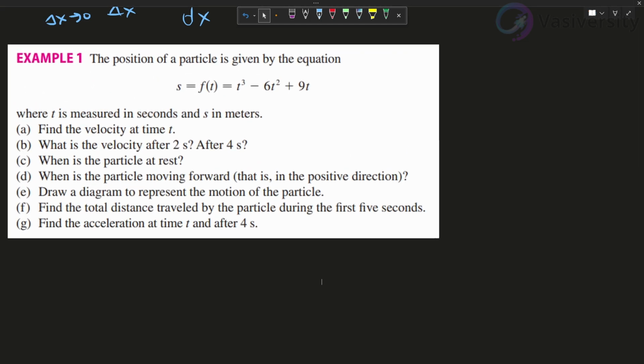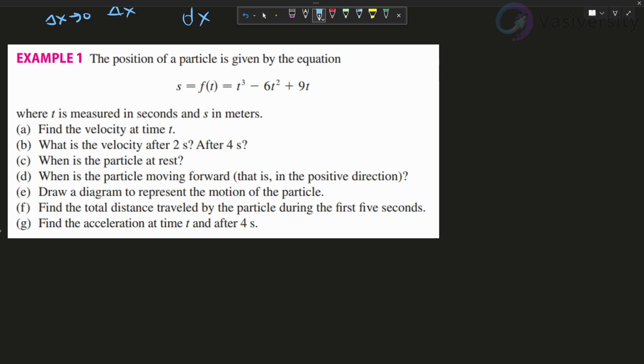The position of the particle is given by the following equation: s is equal to f of t, where t is the time, t cubed minus 6t squared plus 9t, where t is measured in seconds and s is in meters. So part A is find the velocity.